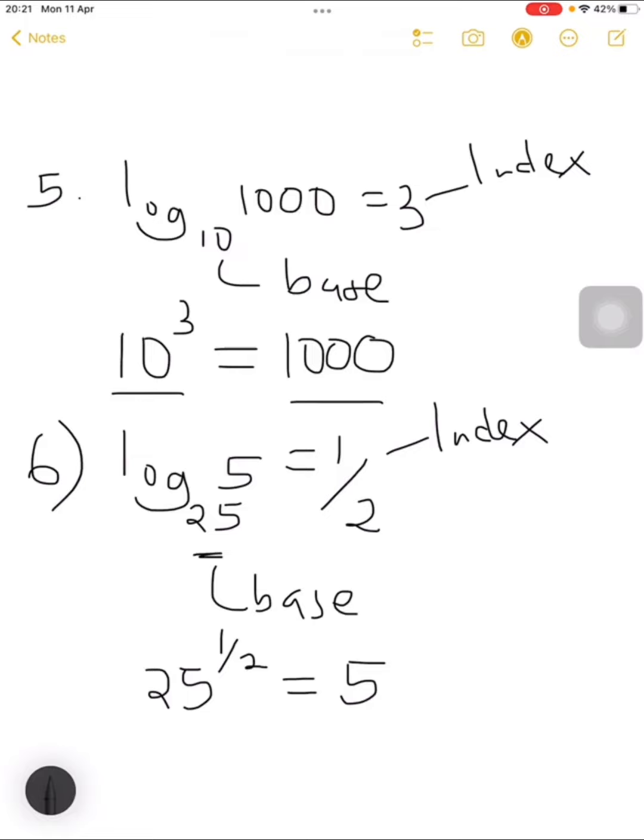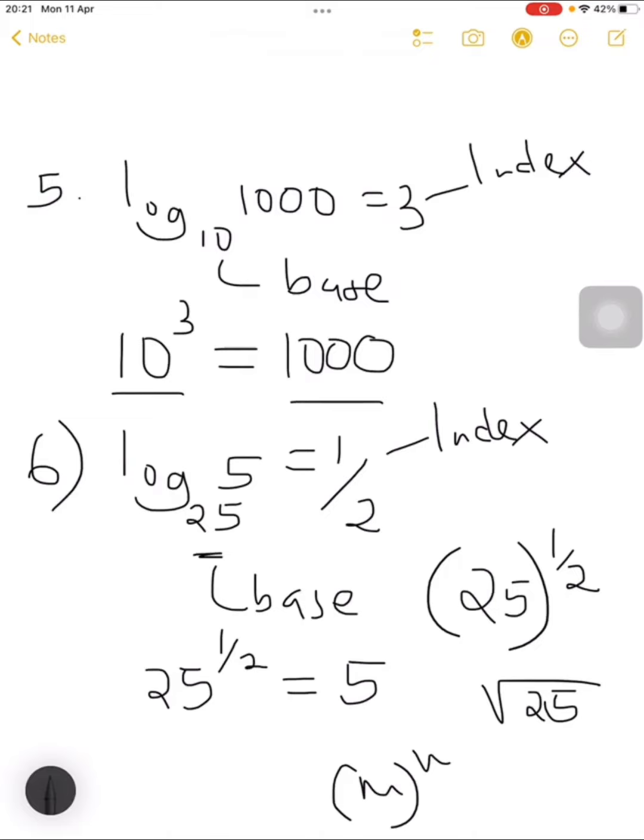Is that one true? Yeah, because whenever you have 25 power half, this is the same as the square root of 25. Remember, if you have m power 1 over n, this is the same as the nth root of m. So 25 power half is the same as the square root of 25, which is the same as 5, and you are done.